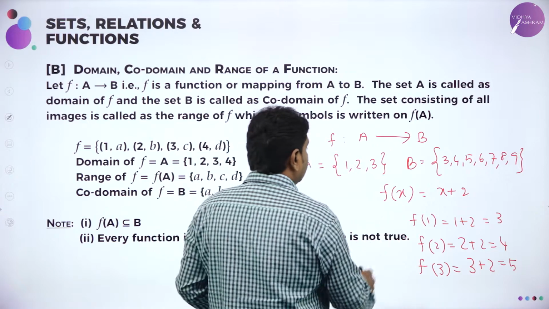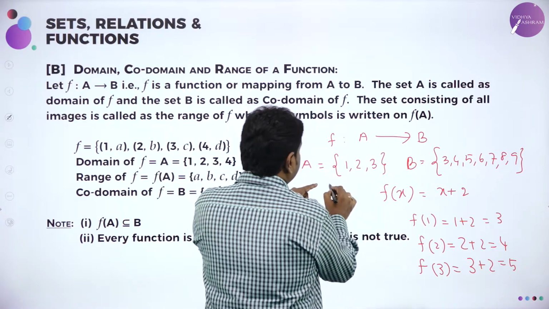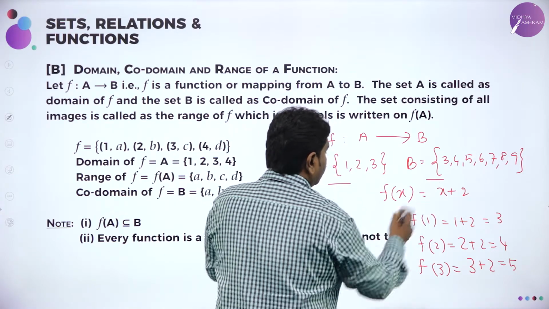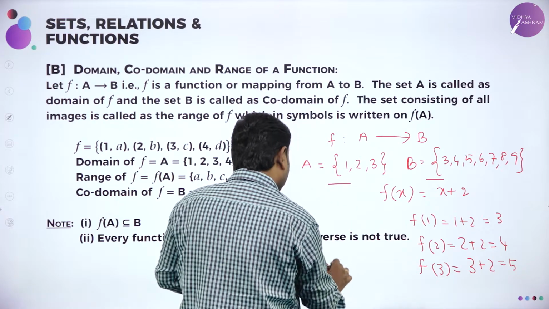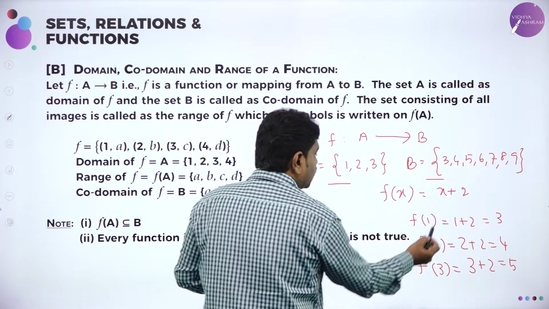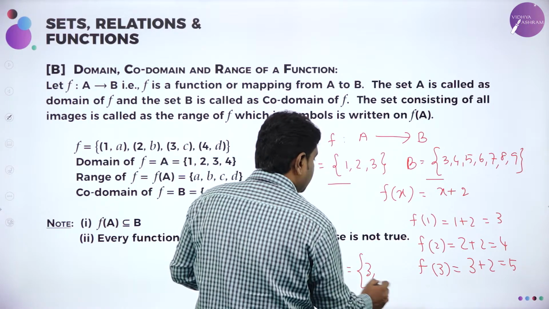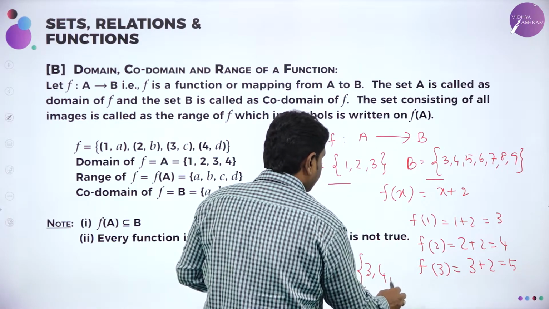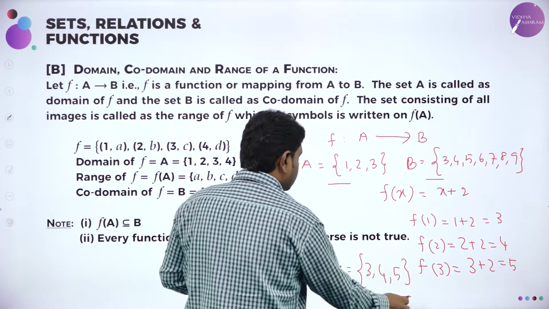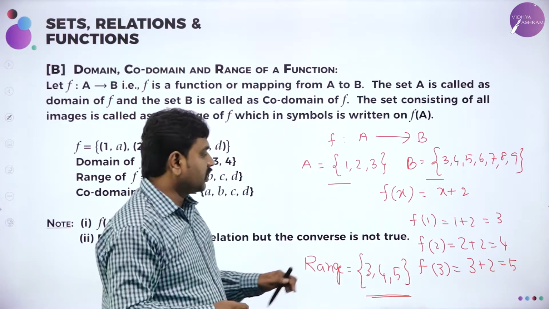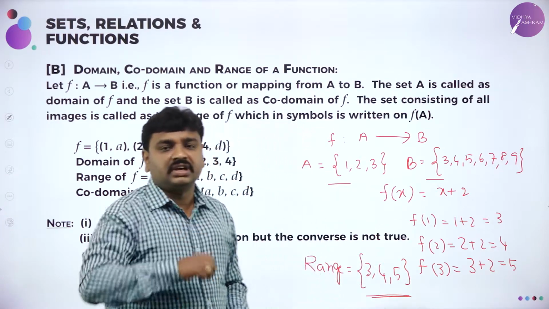So now I can write range. The first set is the domain. The second set is the codomain. Range means what? What is the range? The set of images. What are the images you got? Image of 1 is 3, and image of 2 is 4. 3, 4, 5 are the images. I hope all of you understood how to define it.